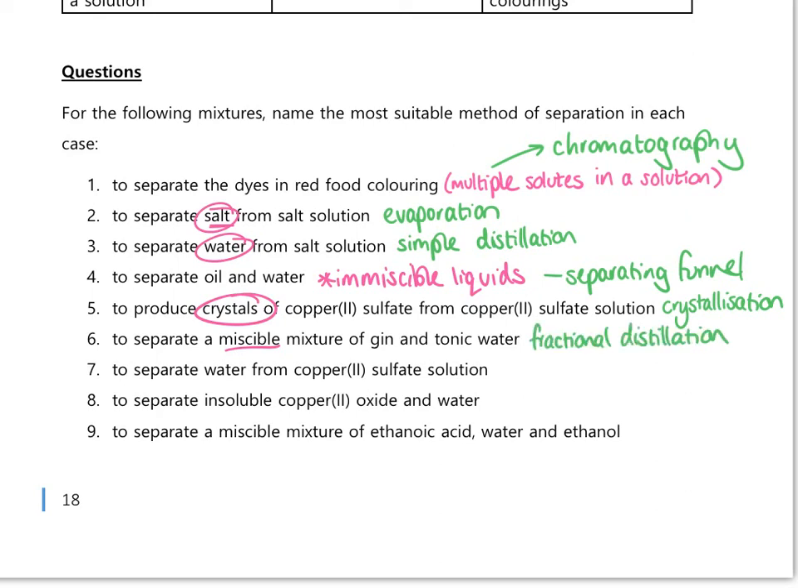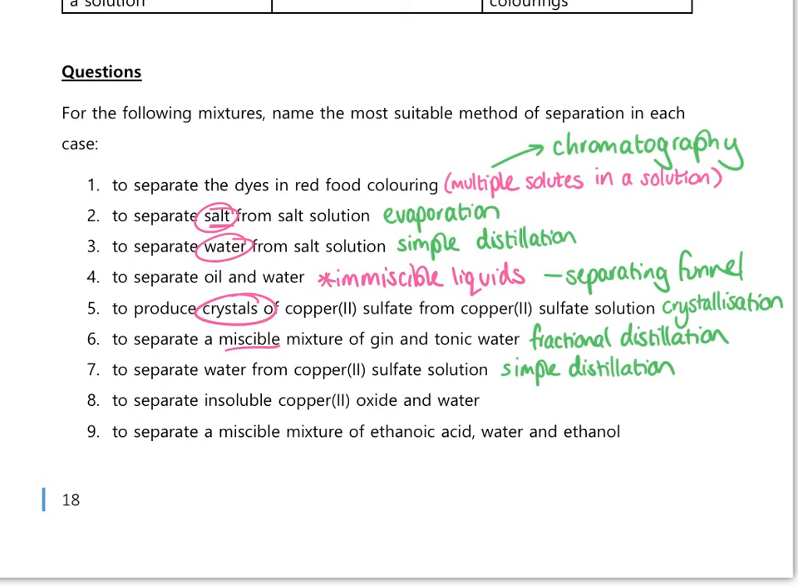Number 7 then is to separate water from copper sulfate solution. Again, I'm separating out a solvent from a solution, and this is a bit like number 3, how we collected the water from the salt solution. It's no different here. So what I'm using is simple distillation to allow me to heat my water, it evaporates off, passes into the condenser, cools down and forms water again, and then I collect it, leaving the copper sulfate salt behind. Number 8, it says to separate insoluble copper oxide and water.